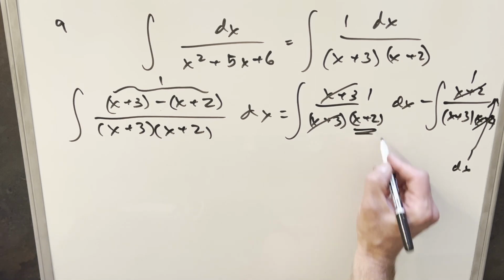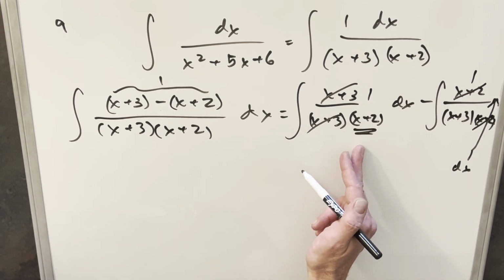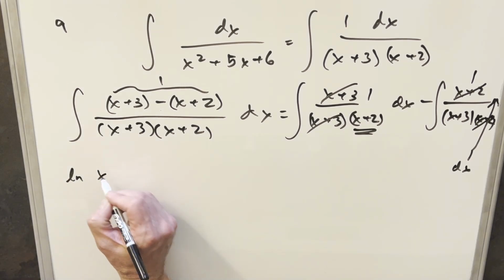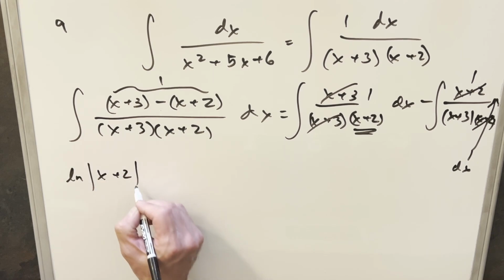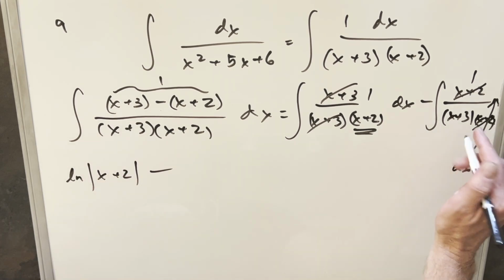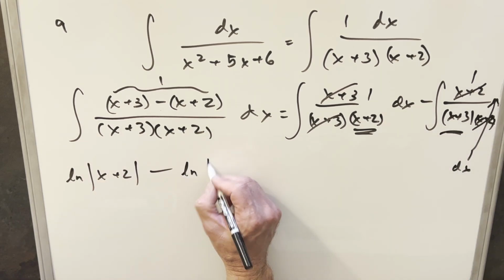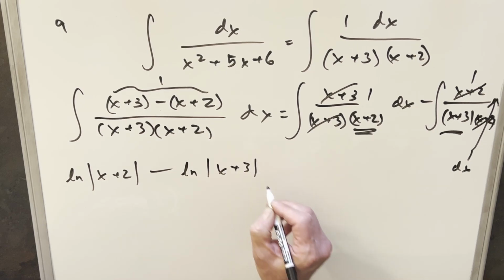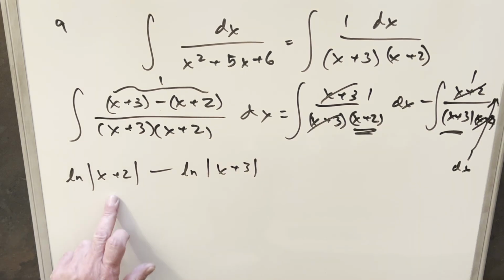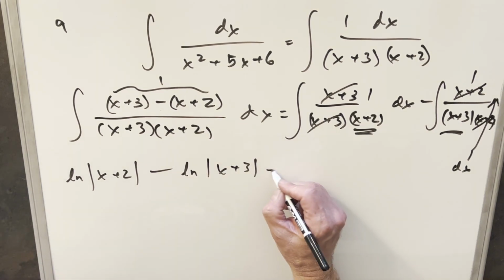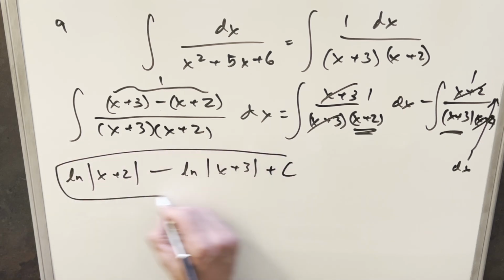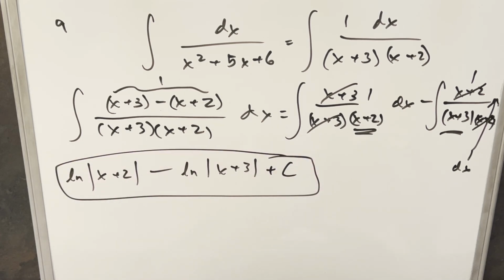Integrate the first one, just integrating x plus 2 in the denominator. That's going to be natural log of the absolute value of x plus 2, minus this one, just have an x plus 3, natural log of x plus 3. You can put these together with log properties. I'm just going to leave it at a plus c, and we're on to number 10.